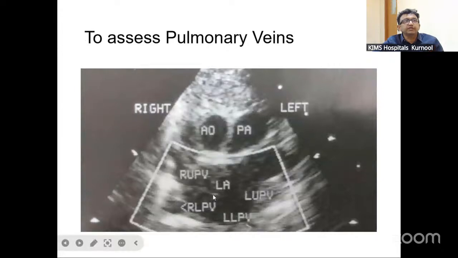This is the view that you get. So this is the LA that you have opened up, and you will see the right upper pulmonary vein, right lower pulmonary vein, left lower pulmonary vein, and the left upper pulmonary vein. You might not be able to see all of them, but if you can pick up at least 2 veins flowing into the LA, your TAPVC is ruled out.